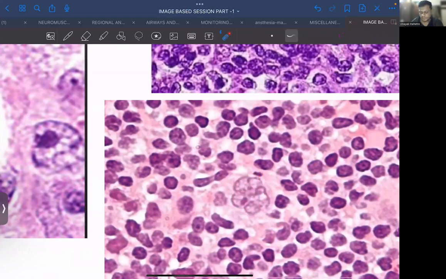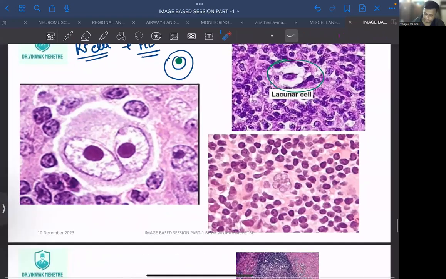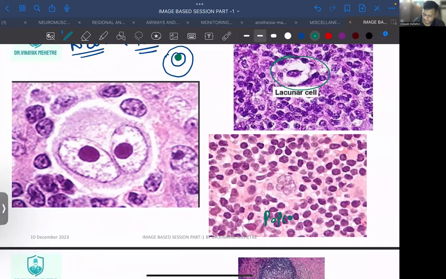right? Popcorn cell were in lymphocyte predominant, right? That is lymphocyte predominant. Okay, lymphocyte predominant. Yes, correct.